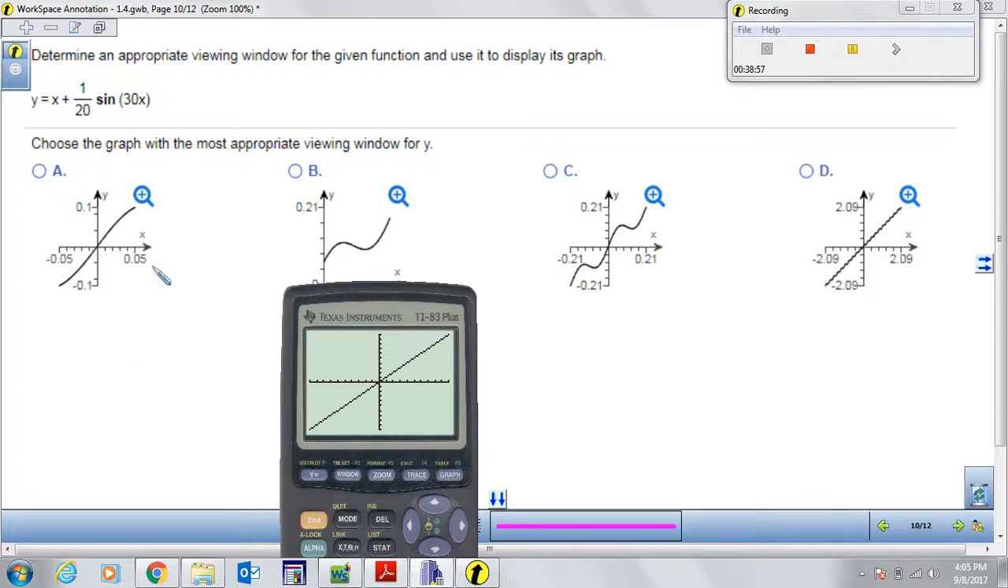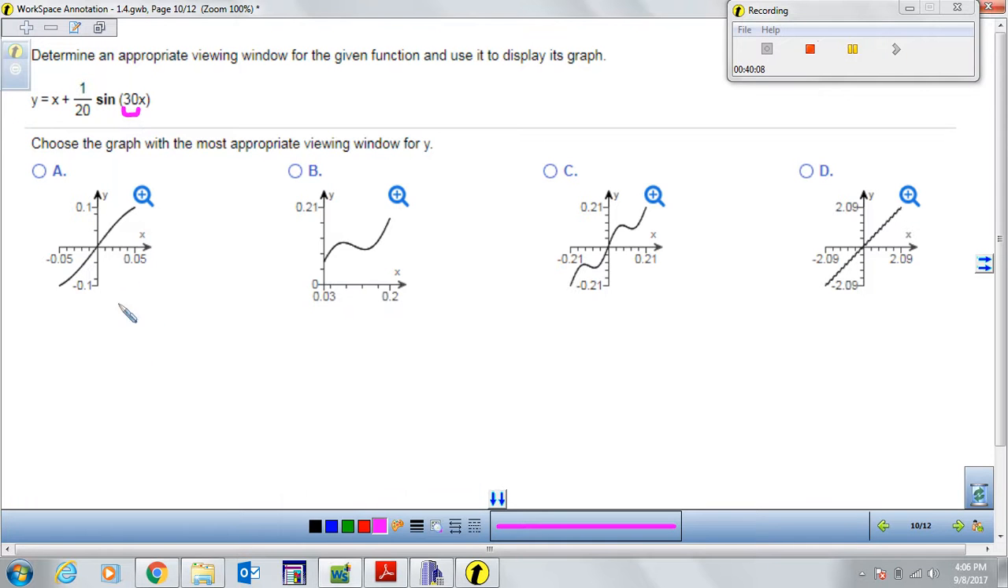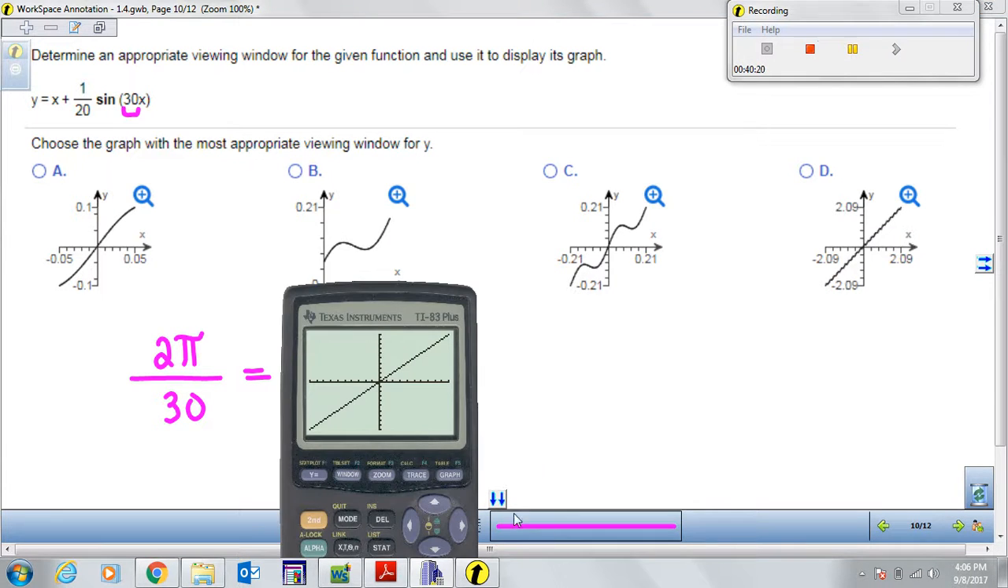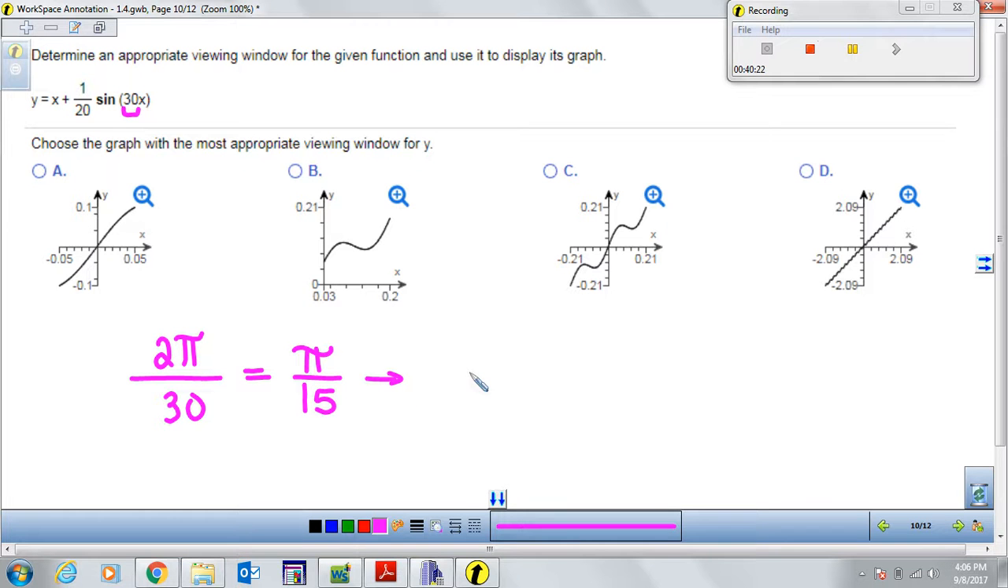So what you'll do is the same thing. Use the number in front of the x. And so what's the period of sine again? The period of sine is 2 pi. Divide by 30. So pi over 15 when you reduce, right? So as I said before, that would be what I would set my x-axis to show, from negative pi over 15 to pi over 15.